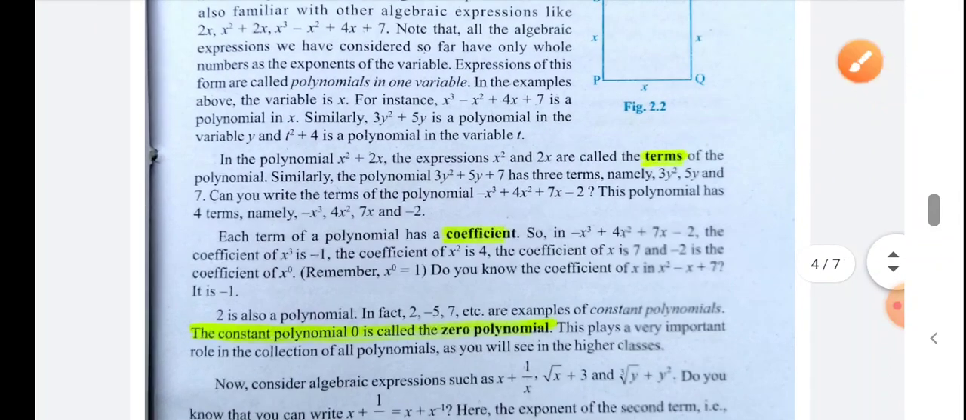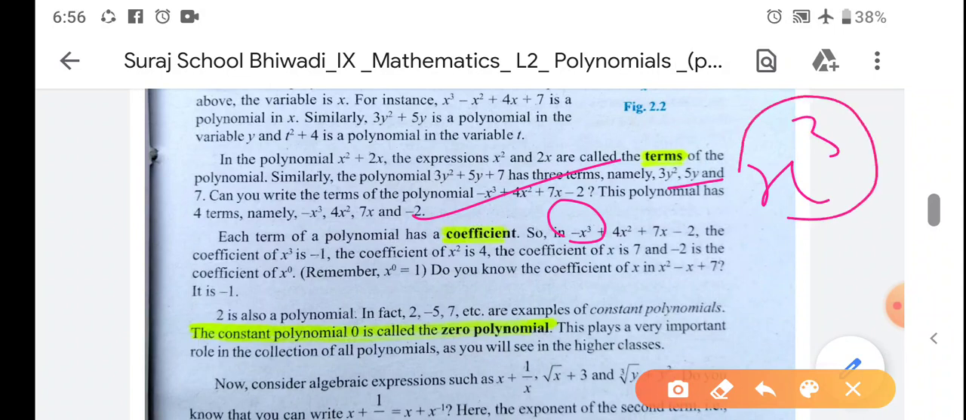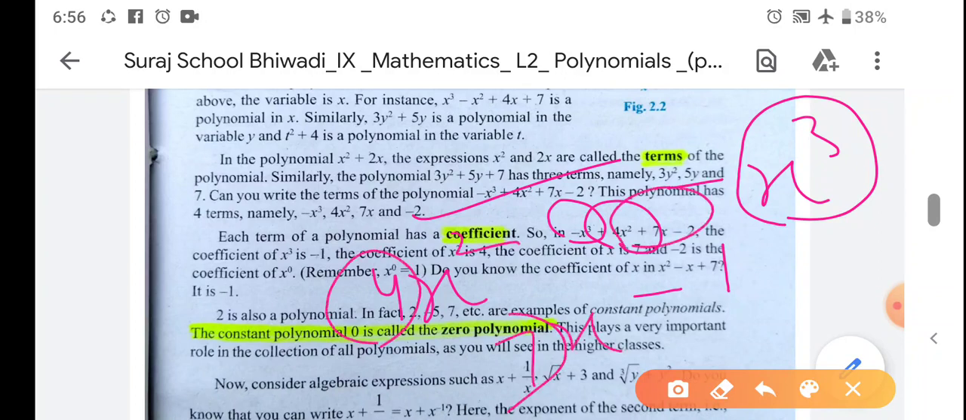Now what are the terms? Suppose this is an expression, then x square and 2x are the terms. x square and 2x are the two terms. Okay, and what do you mean by the coefficient? Coefficient means the number in front of the variable. For example, in minus x cube, if we talk about the coefficient of x cube, then it is minus 1, and if we talk about 4x square, then the coefficient is 4, and if we talk about 7x, then it is 7, and minus 2 is the constant.